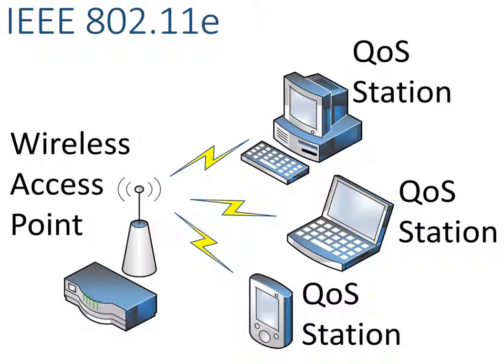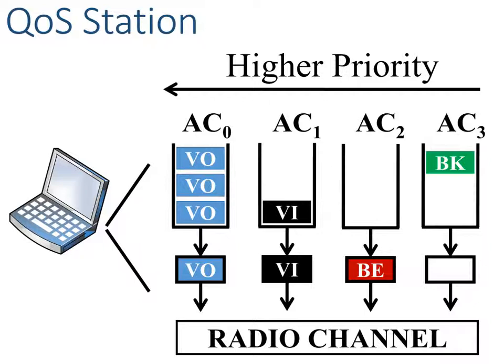In this slide, we can see a wireless LAN composed of an access point and 3 QoS stations. Looking inside any of the stations, we can see that each contains a set of transmission queues, each belonging to a different access category. There are 4 access categories: voice, video, best effort, and background. They differ by their transmission parameters, which allows the stations to provide differentiated quality of service among categories.